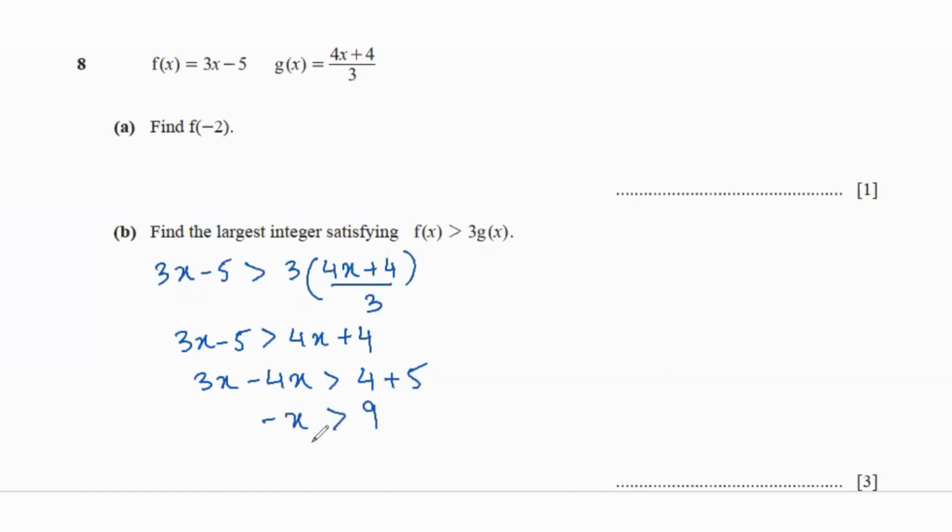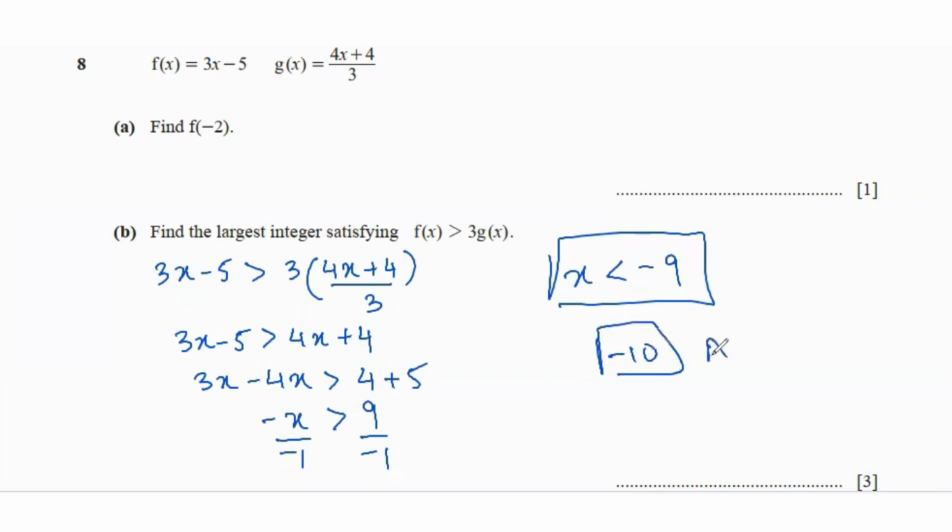Since there's a negative sign with x, we're going to divide both sides by -1. And when we do that, we flip the inequality as well. So that's going to be x less than -9. Since it's less than -9, it's going to be -10. That is your largest integer value.